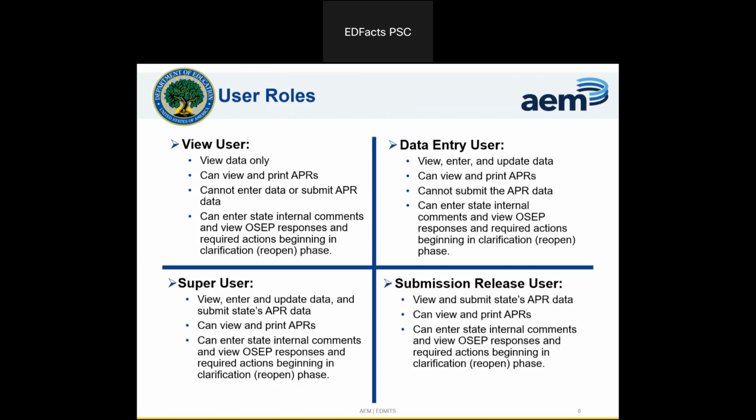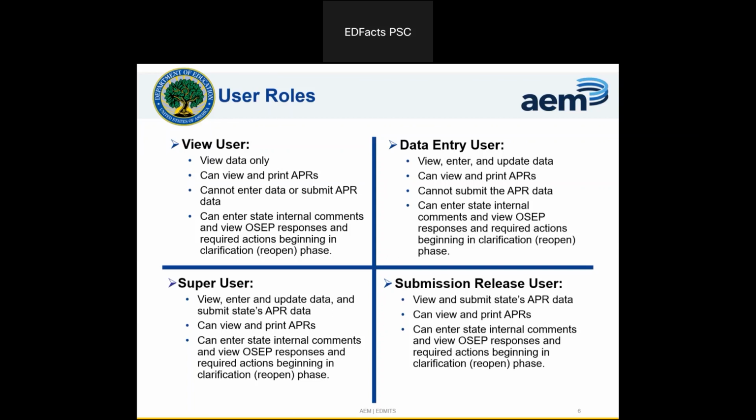The next user role is the data entry users. These folks can view, enter, and update data, as well as view and print APRs. However, they cannot submit the APR. They can also enter state internal comments and view OSIP responses and required actions during that clarification period or phase. Next is the super user. These folks can basically do everything. They can view, enter, update data, and submit the APR. Again, they can view and print APRs, enter internal comments, and view those OSIP responses and required actions.